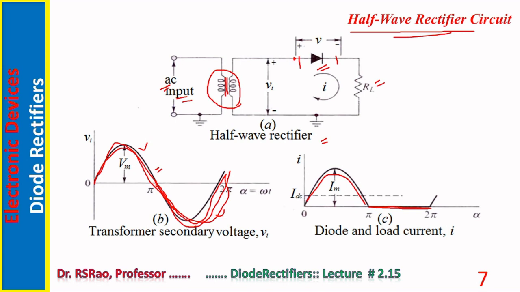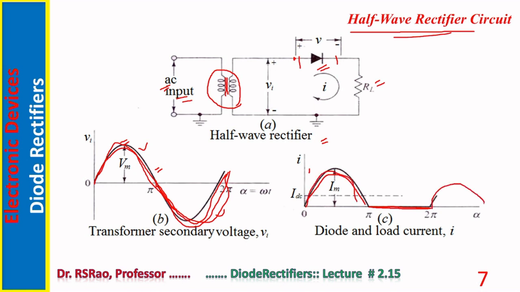After negative half cycle, another positive half cycle starts coming up. During that positive half cycle, again current flows. That current can be seen same as the current which we got during the first positive half cycle, like this.